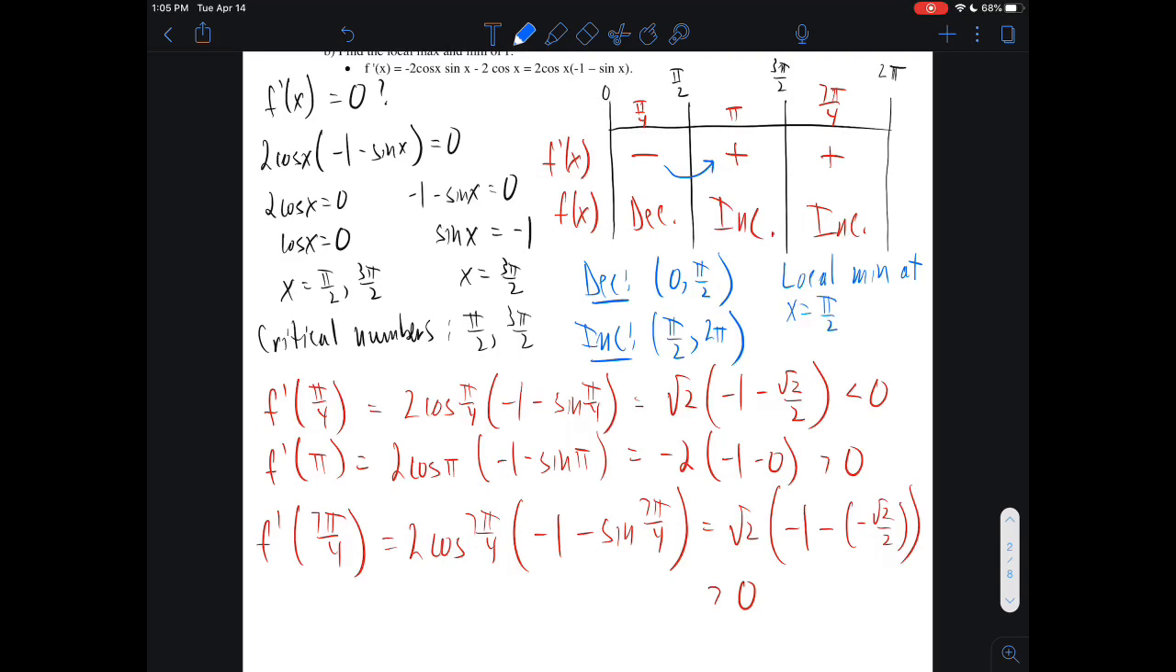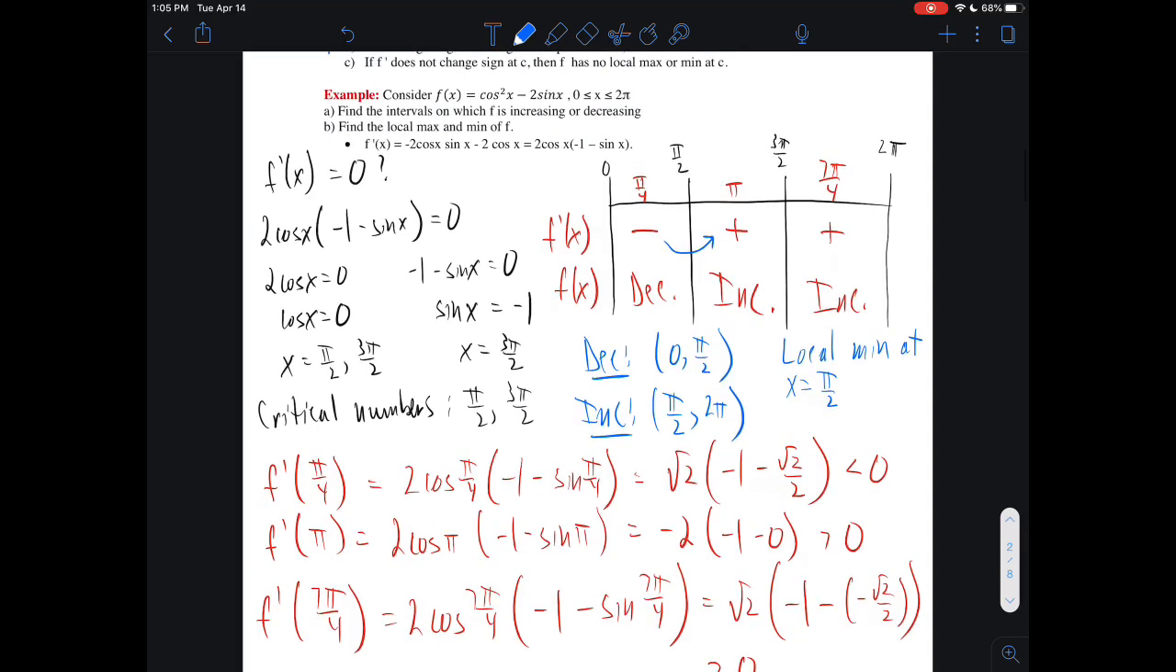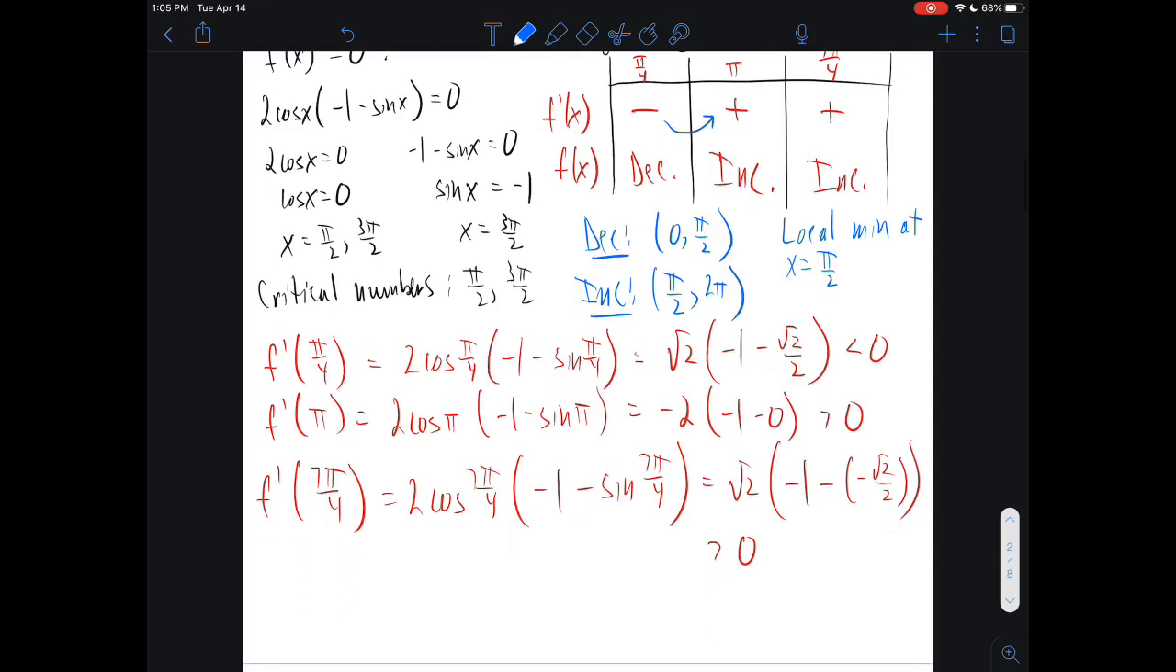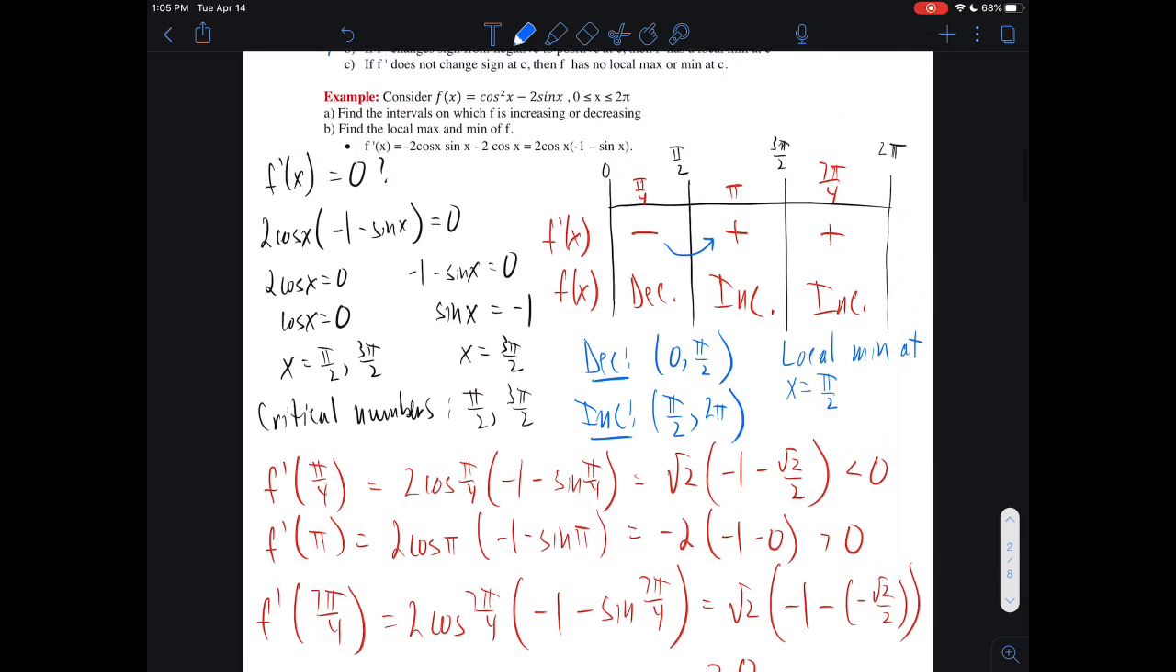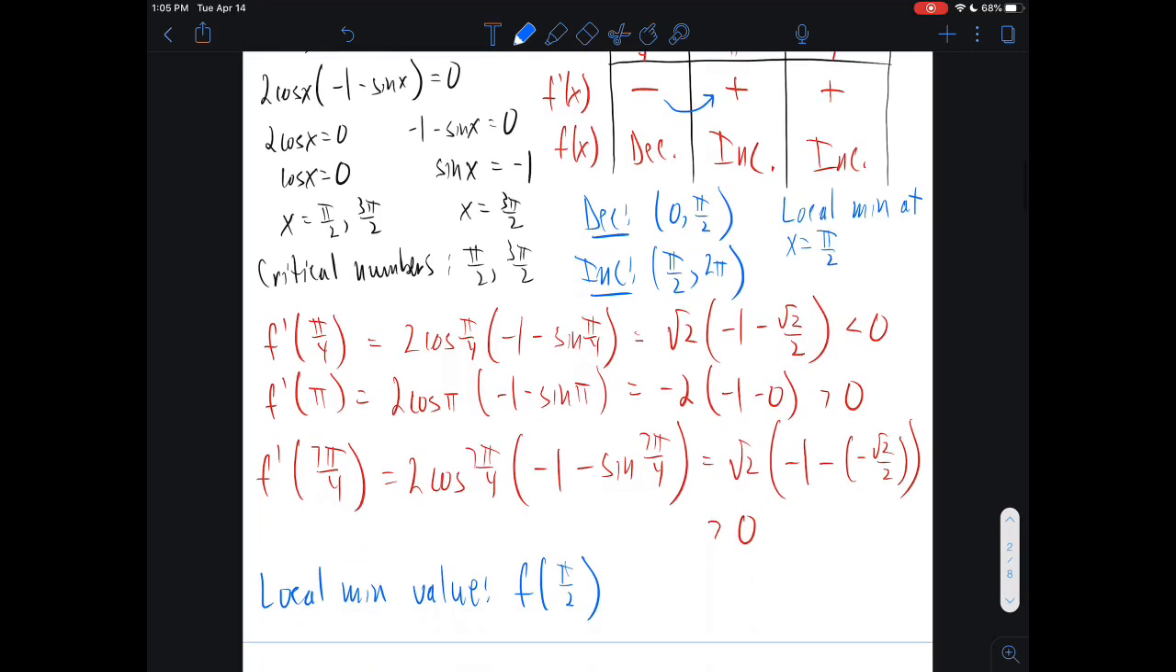So that's the location. If I want to know the value, I should plug in pi over 2 into my original function. So the value of my local minimum would be f of pi over 2. And if you plug pi over 2 into your original function, cosine of pi over 2 is 0, and then sine of pi over 2 is 1. So this gives me 0 minus 2, which is negative 2.